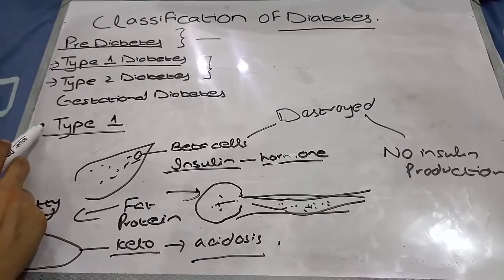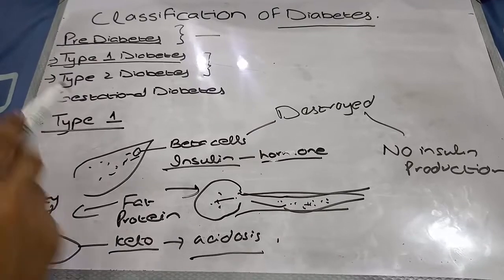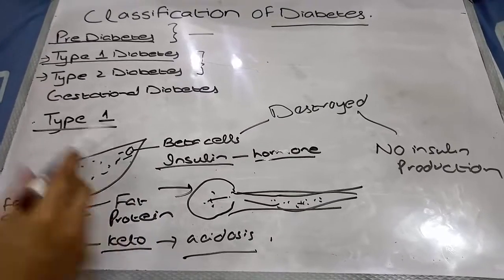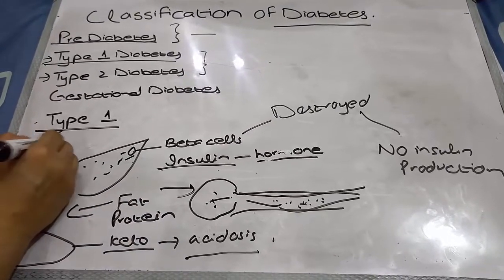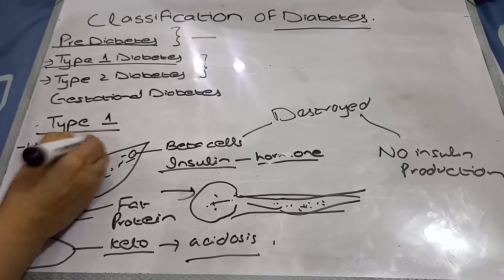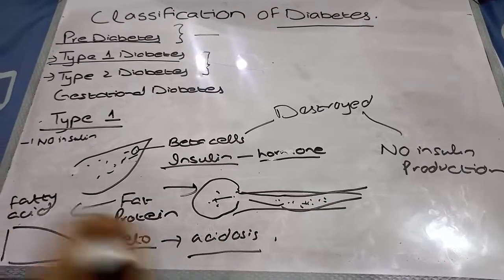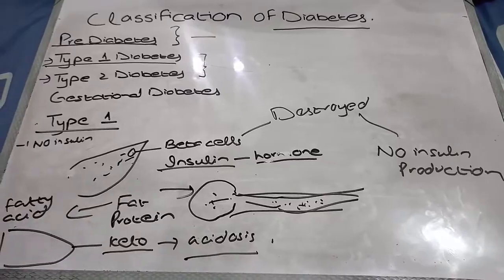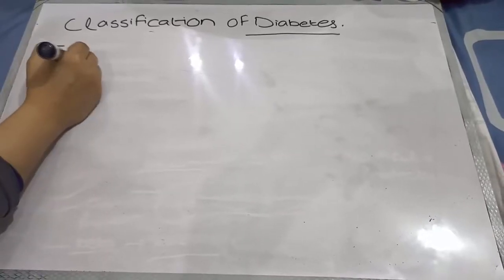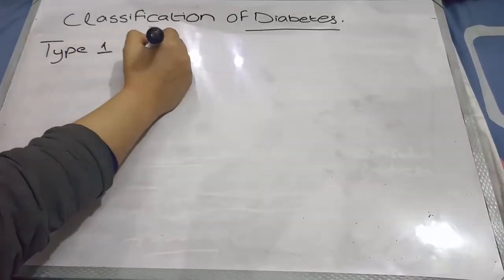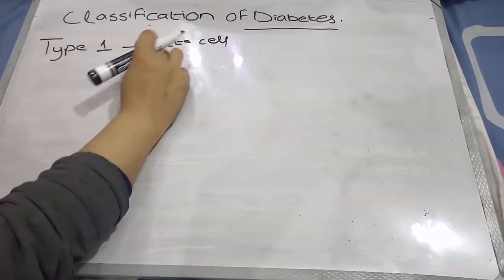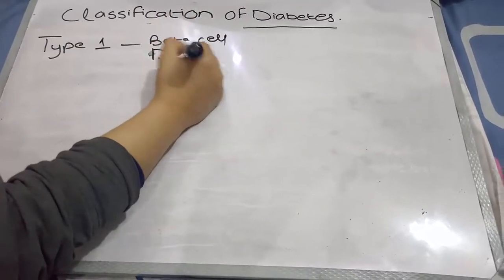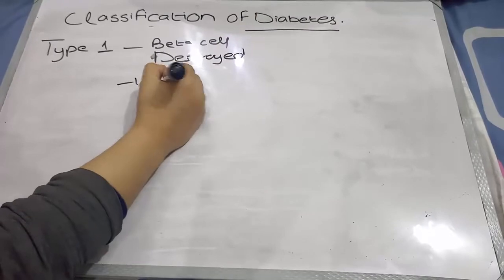We have discussed that in type 1 diabetes, the beta cells are destroyed and there is no insulin production, and a high blood glucose level in your vessels. As a result, we have no insulin.